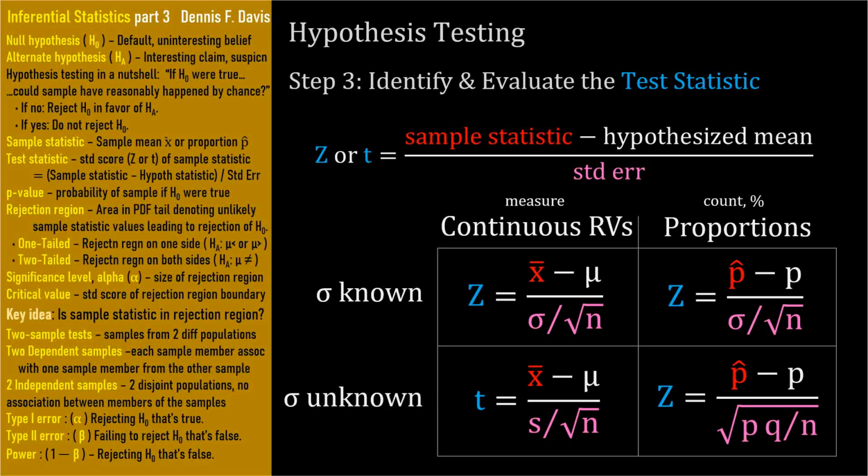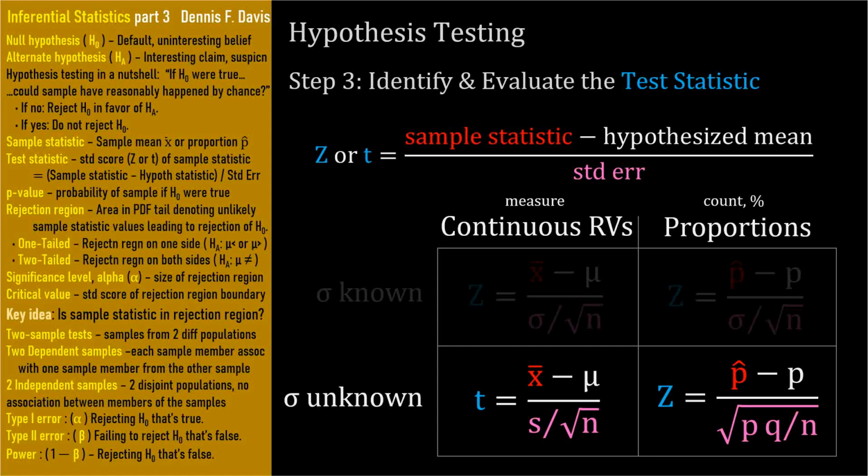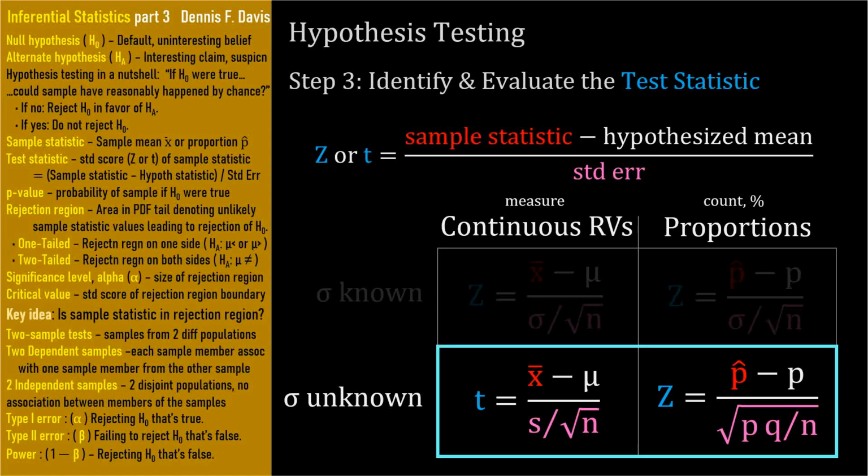And the situation in real life outside of school is that the top row just never happens. We don't ever really know sigma, so these are the formulas for the test statistics. And it's easy to get confused because you might think t means continuous random variable, but actually t means you don't know sigma and you have to use a biased estimator, which happens to be the case for continuous random variables. And over here, it sure looks like z means proportion, but z actually means you either know sigma or you have a good unbiased estimator, which happens to be the case for proportions.